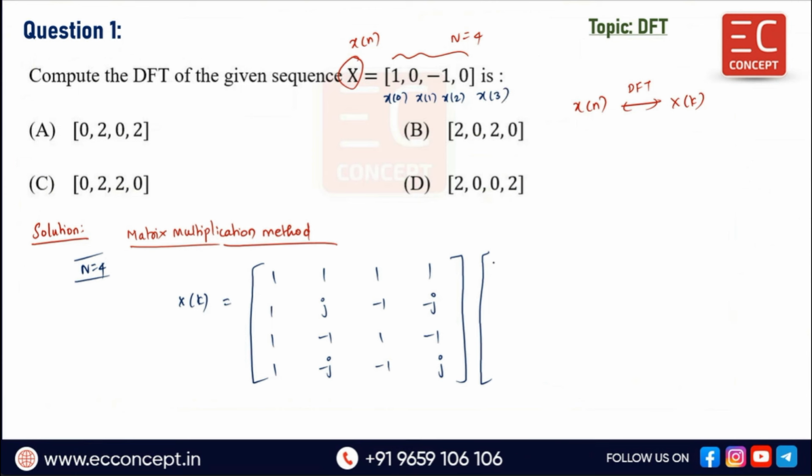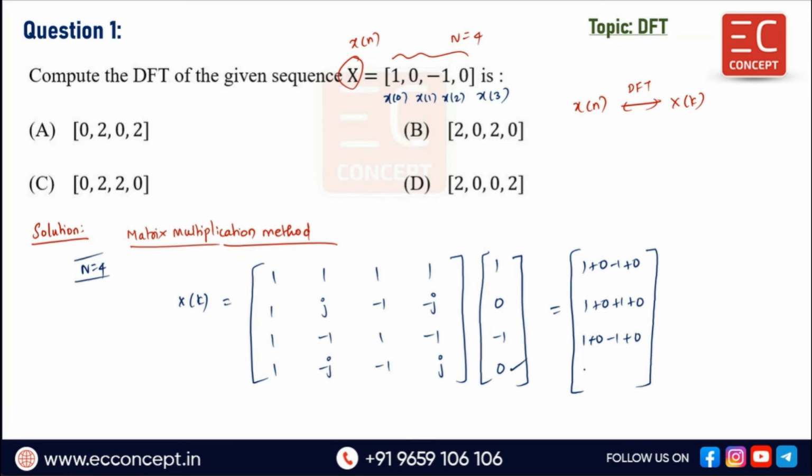Here x of n is 1, 0, -1, 0. Performing the matrix multiplication: 1 into 1 is 1, 1 into 0 is 0, 1 into -1 is -1, and 1 into 0 is 0. Next, 1 into 1 is 1, j into 0 is 0, -1 into -1 becomes plus 1, and -j into 0 is 0. Next, 1 into 1 is 1, -1 into 0 is 0, 1 into -1 is -1, and 0. The same way, 1 into 1 is 1, -j into 0 is 0, and -1 into -1 is plus 1, and 0. So we calculate and get 0, 2, 0, 2.